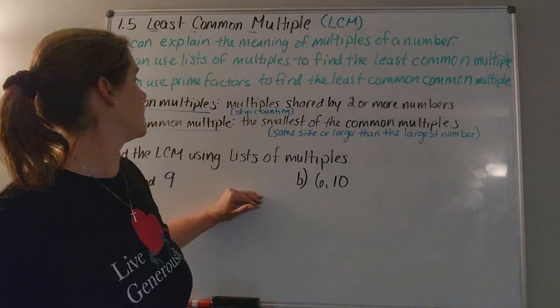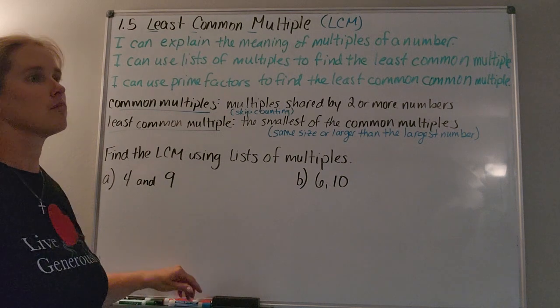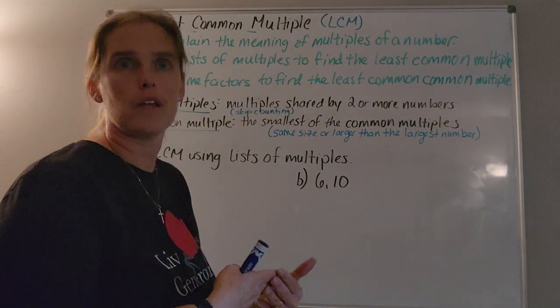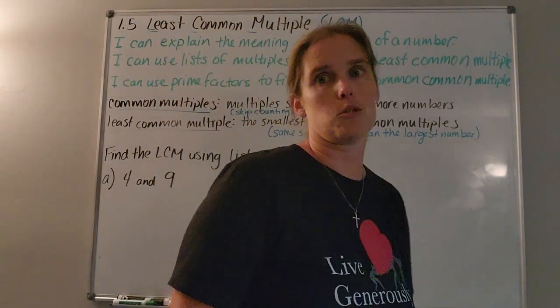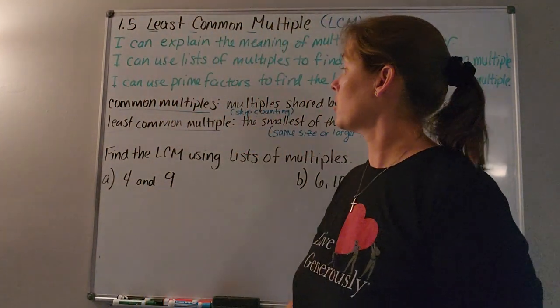So the first one we're going to do is make a list of multiples. That's one way that works. It's okay if you have numbers that maybe have multiples that show up pretty quick. You have to make a really long list. That gets pretty old pretty fast. So what we're going to do, we're going to list out our multiples.